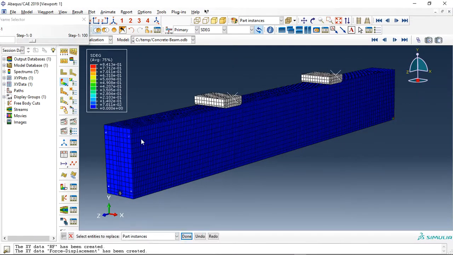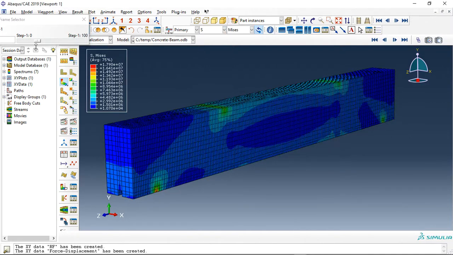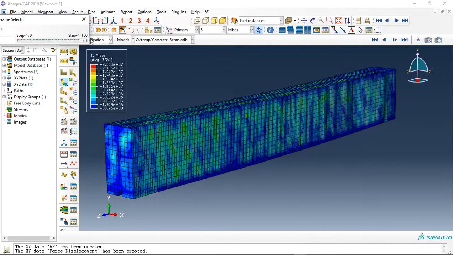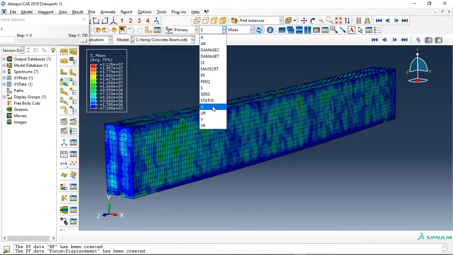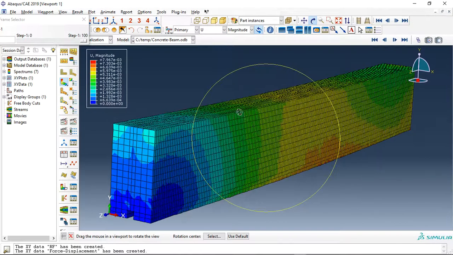Also, let me check the stress first for the beam. The stress, this is the stress for the beam. The displacement is around 8 millimeters.